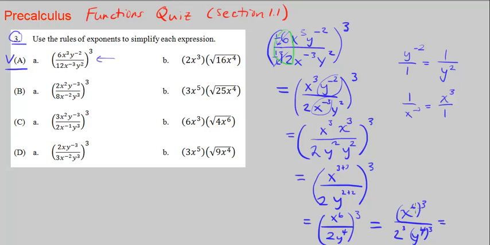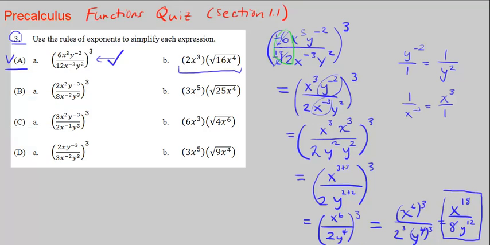When I have x to the 6th power, to the 3rd power, that's like multiplying 6 and 3, so 6 times 3 is 18. 2 cubed is 2 times 2 times 2, so that's 8. And y to the 4th power to the 3rd power is 4 times 3, so that's y to the 12th. Here I've simplified my expression and I'm done. So that is part A. Now let's do part B in this first one.